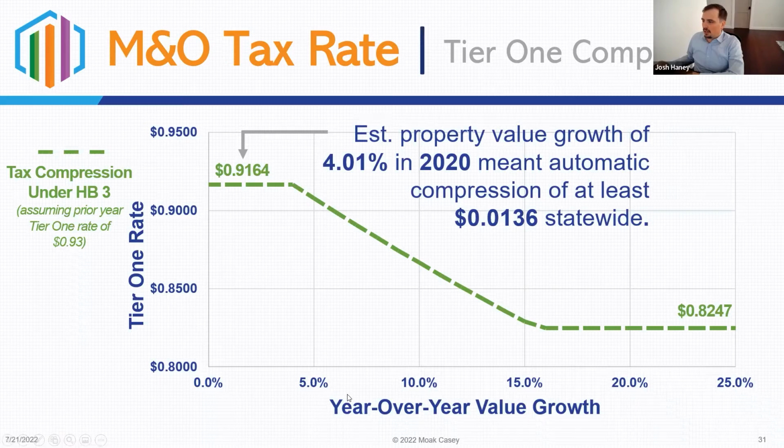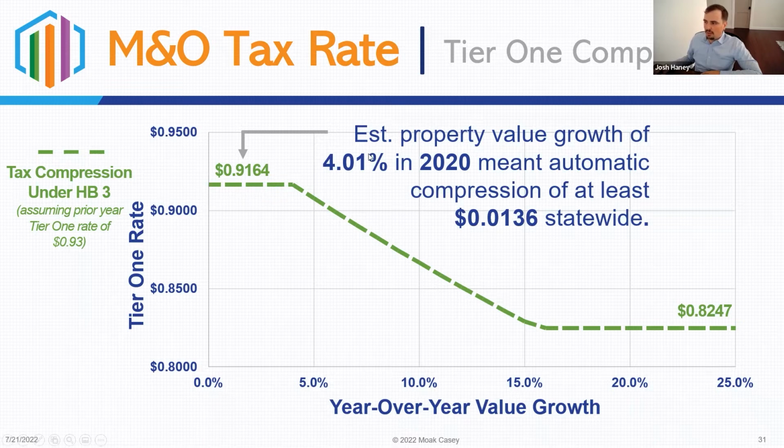So I'm going to go through just some examples of how this has looked over the years, putting a little bit more context here. Here you can see the statewide compression rate. Again, this is the cap. In tax year 20, that was 91.64. What this chart shows you is your tier 1 rate on the left, and on the bottom is your year-over-year property value growth. So for a district growing at 2.5%, they would still have been compressed down from 93 pennies, which is what it was in 19, down to 91.64.